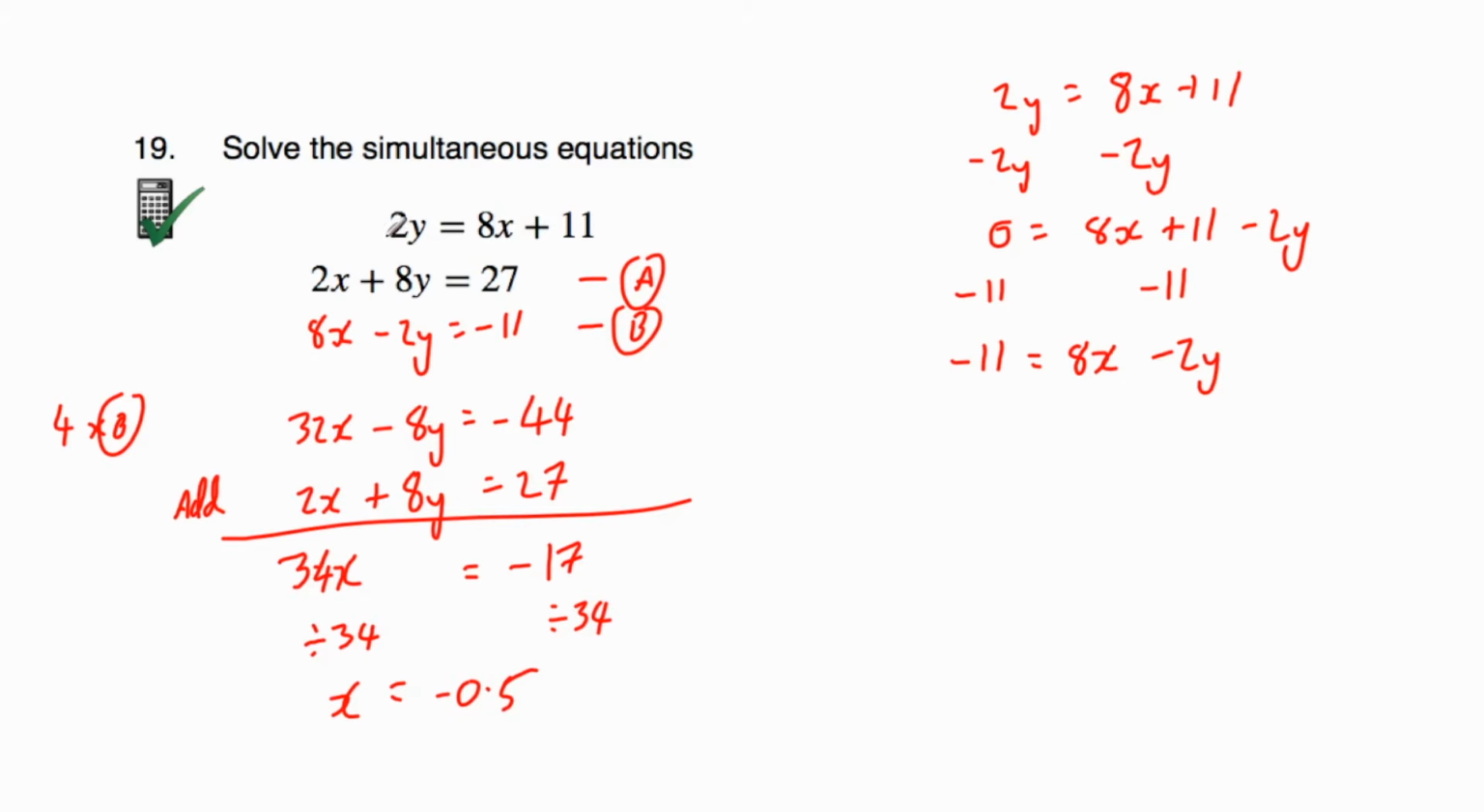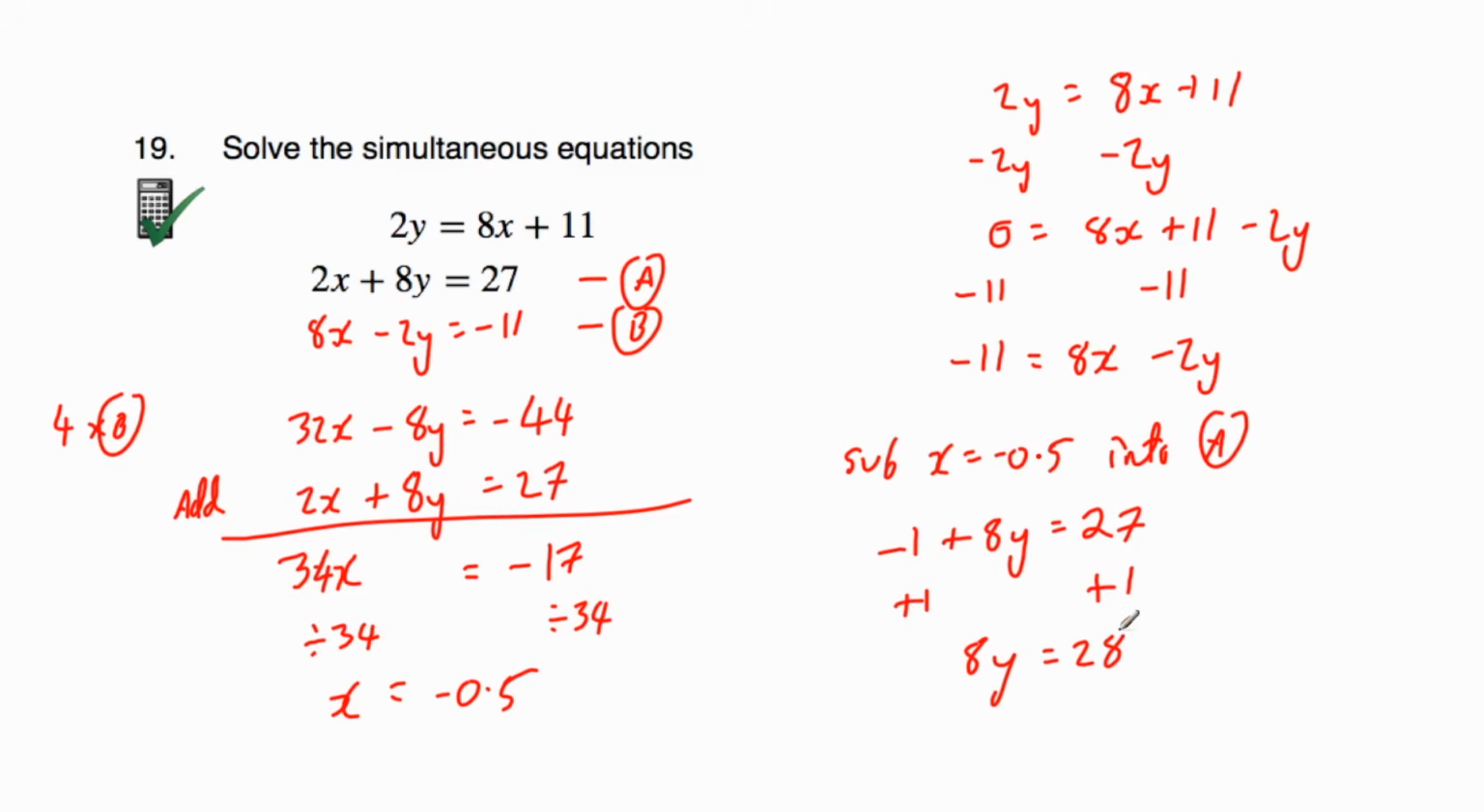Let's now substitute that into equation A and see what we get. So sub x equals minus 0.5 into A. We'd have 2 times minus 0.5, so 2 times 0.5 is 1, so 2 times minus 0.5 would be minus 1, plus 8y equals 27. Now we want to find out what y is, so let's get rid of our minus 1 by adding 1 to both sides. So we get 8y is equal to 28, and then divide by 8 and divide by 8, and we find that y is equal to 3.5.